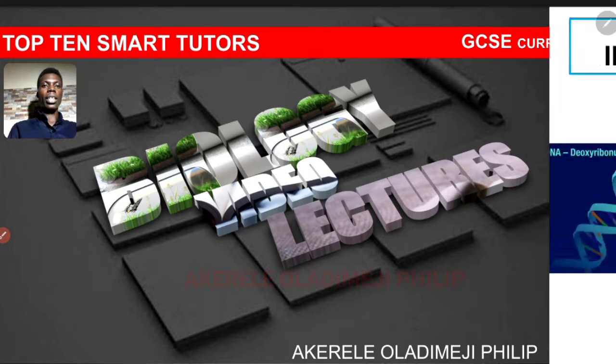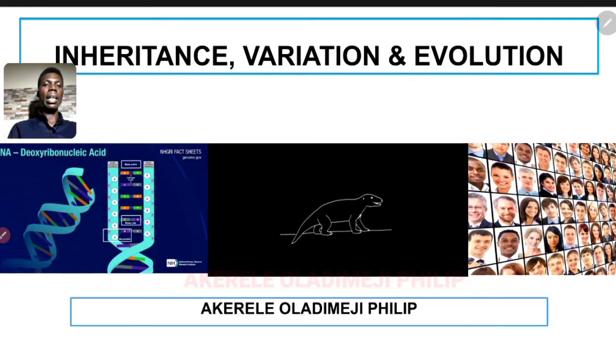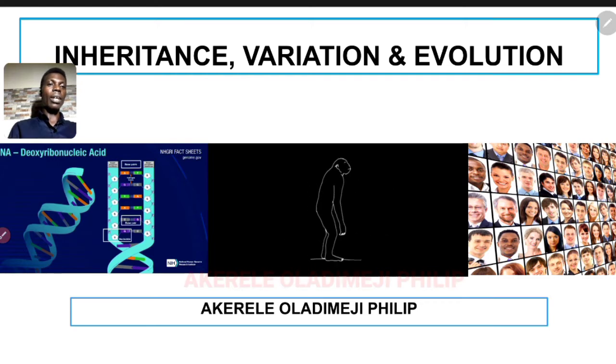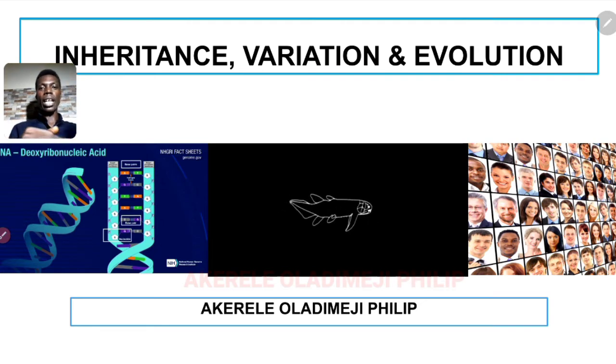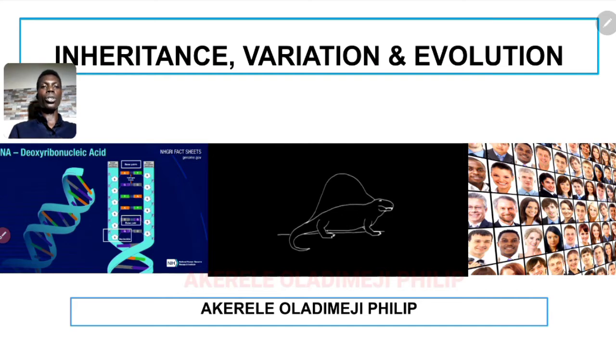On today's edition, I'll be introducing a segment which is very essential in your paper 2 GCSE biology. That segment is inheritance, variation, and evolution. Now this segment is very broad actually, so I'm going to explain and show you the different subsections that contain different lectures here.